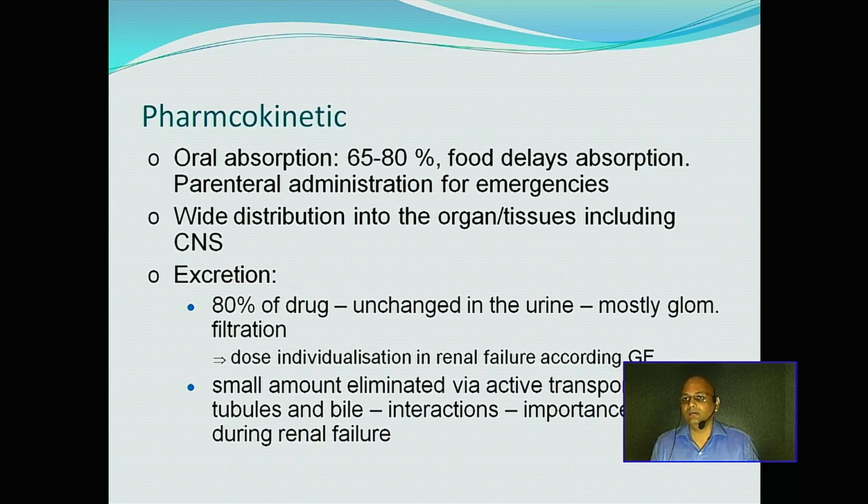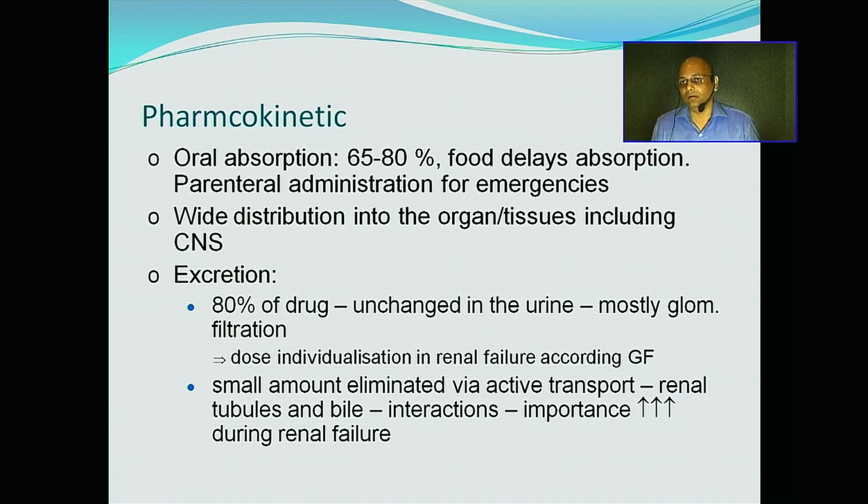Wide distribution into the organs and tissues, including the CNS. Excretion: 80% of the drug is excreted unchanged in the urine, right? And dose individualization is needed in renal failure. In renal failure we have to be very cautious because it gets excreted through the kidney, and we have to adjust the dose accordingly. In fact, what is needed is therapeutic drug monitoring. That is where we directly judge the level of digitalis in the blood, which is a very recent mode of monitoring the drug effect. That is, we directly monitor the drug in the blood. That is therapeutic drug monitoring.